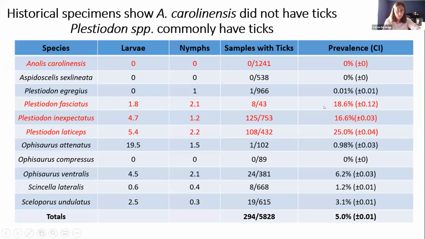And here's our table with what we found on the individual host species for ticks. As I was saying, anoles didn't have any ticks present, but the 3 species of Plestiodon skinks commonly had ticks. Of our broad-headed skinks, about 25% prevalence. The southeastern five-line skink, which is the species present in Archibold, had about 16% prevalence, and our common five-line skinks about 18%.